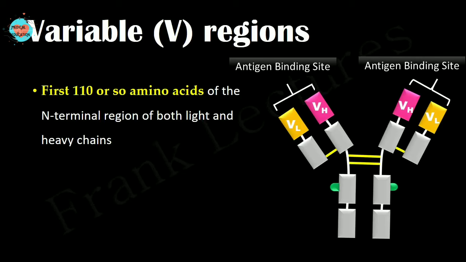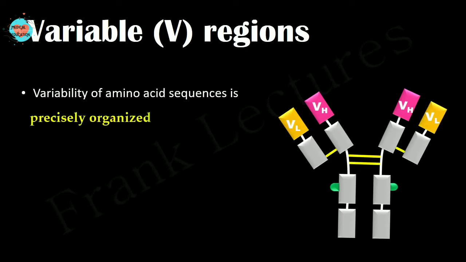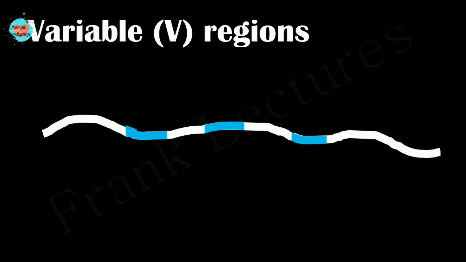Further, the variability of amino acid sequences in these regions is localized within certain areas. Since these areas consist of variable amino acid sequences, they are known as hypervariable regions. They are also known as complementarity determining regions, abbreviated as CDRs. This is because these regions together form a structure which is complementary to the shape of the specific antigen bound by the antibody. Let's say this line is representing the first 110 amino acids in the variable region.